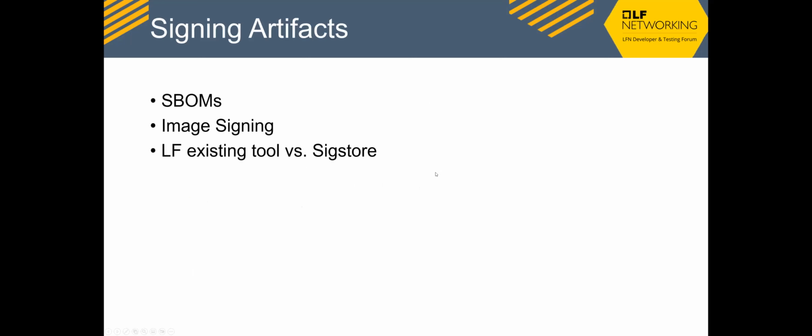I think one of the most important ones is signing artifacts. We have SBOMs, we have images, and we should start signing them. We may have some discussion whether to use the LF existing tool or maybe a new one like Sigstore, but this is maybe not the most important. The most important is to start signing, because then you are sure that this SBOM comes from a trusted source, or this image is trusted, and there are no potential misbehaviors that could come.